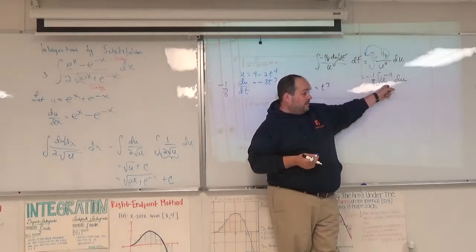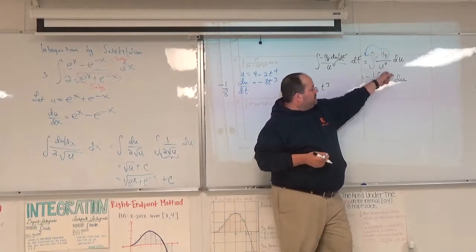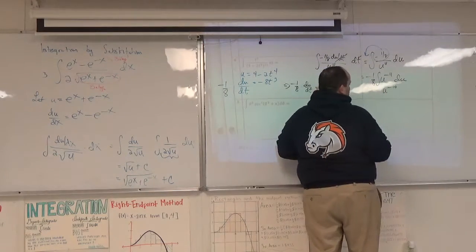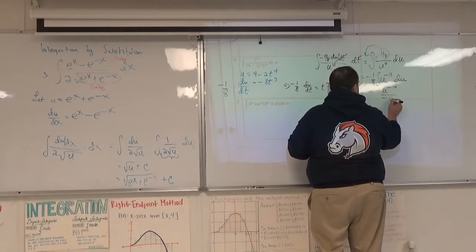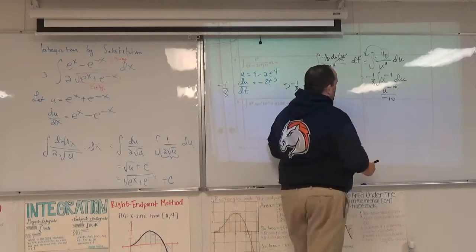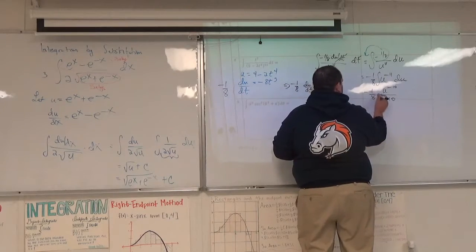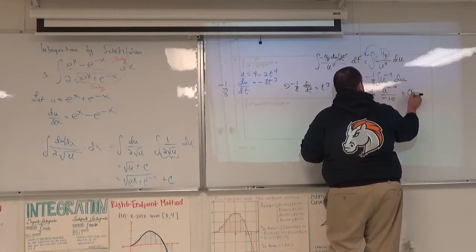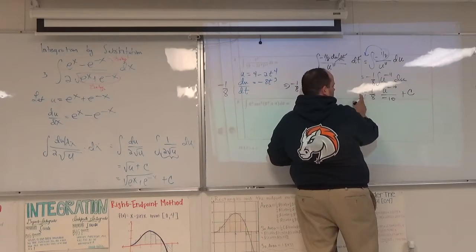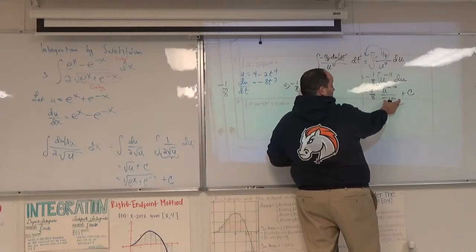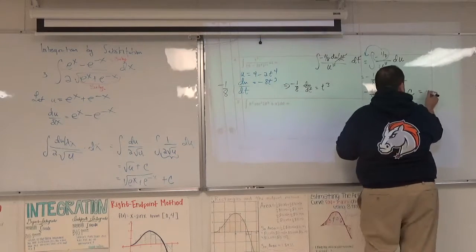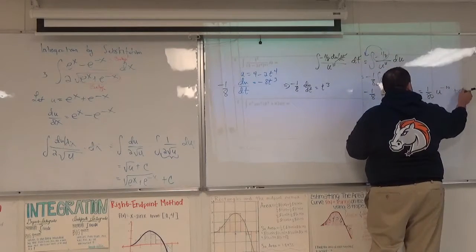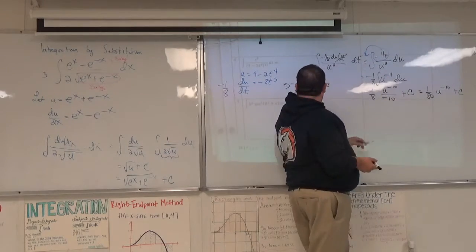Power rule. You're at the power rule. You've got something raised to a power, and the power rule says add 1 to the power, and then divide by the new power. So you're going to have negative 1/8 times u to the negative 10 over negative 10 plus C. Negative 1/8, this negative 10 is in the denominator, I could pull that out and really maybe make this 1/80 u to the negative 10 plus C.